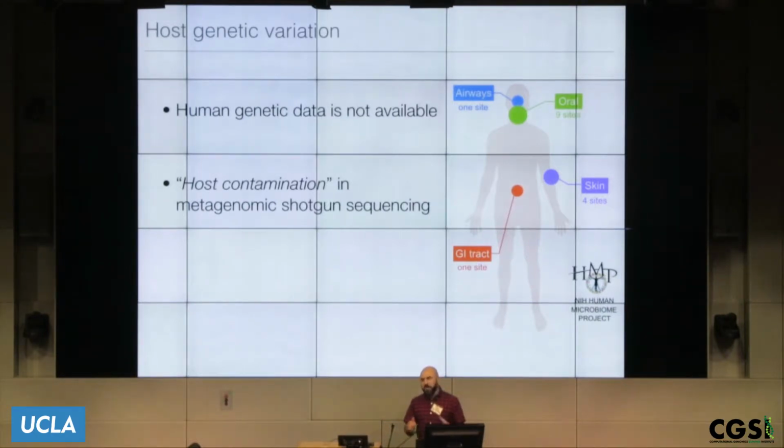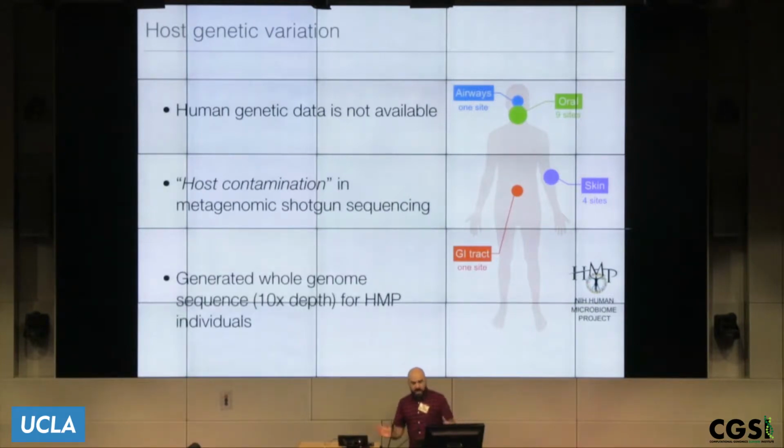But what we wanted to do here is see if we can take those contamination reads and say something about the host. When we take those reads and map them to the host genome, we actually learn something about genetic variation in the host. So we're very happy with it. That actually worked. It allowed us, just from this contamination data, to generate whole genome sequence for the HMP individuals at about 10x depth.